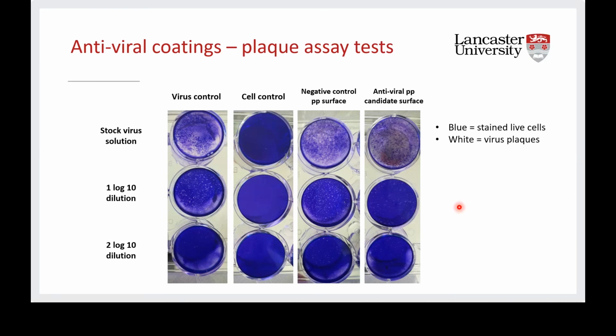The last column is one of our candidate antiviral plasma coatings. And hopefully you can see quite a bit of a difference between that, the negative control, and the virus control. You can see plaques present, but nowhere near as many as in the virus control, the negative control. That's very promising. It's basically showing that our surfaces are clearly having an effect.